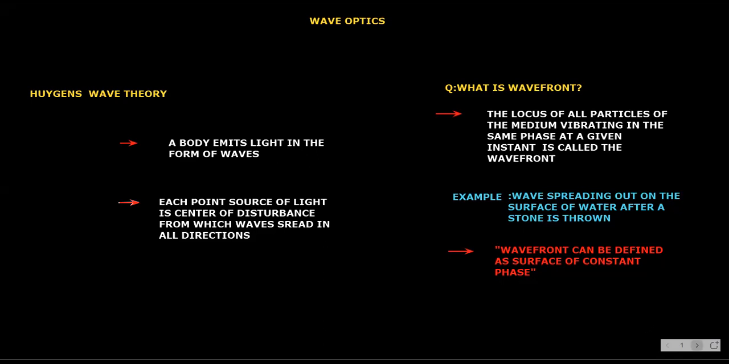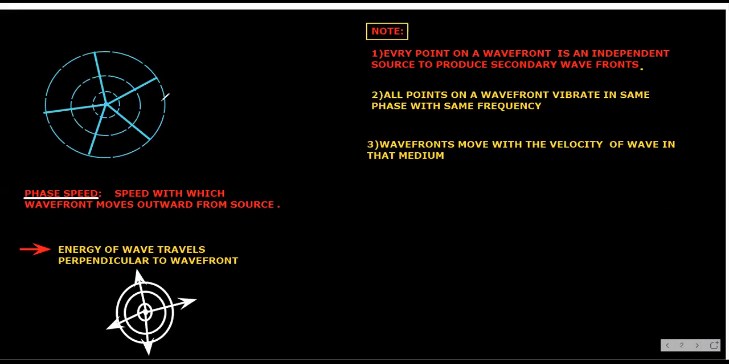Okay, so let's move ahead. Now you see here I have drawn one diagram which indicates the wavefront. You see this locus of all points, this one is of the same phase, this one is of the same phase, this one is of the same phase. So this is nothing but the locus of all points having constant phase. That is what your wavefront is.